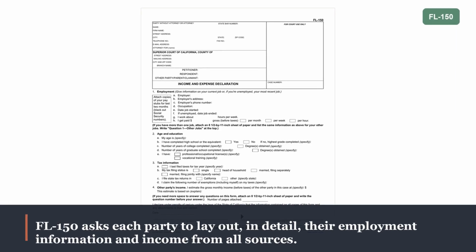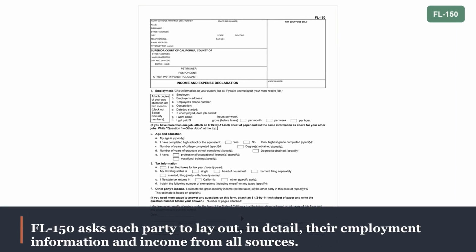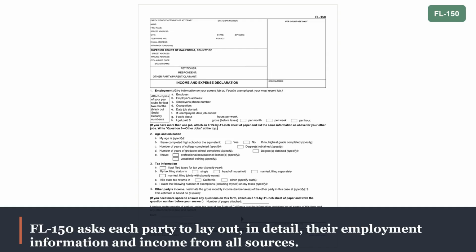FL-150 asks each party to lay out, in detail, their employment information and income from all sources, their tax filing status and certain deductions, their average monthly expenses, and a summary of their assets. It's one of the core financial disclosure forms in a California family law case, alongside Form FL-142, the Schedule of Assets and Debts. Together, these two forms give the court the financial picture it needs to rule on support and later on how property gets divided.